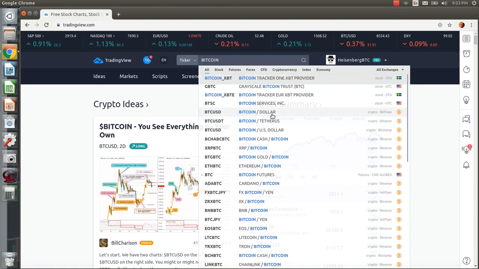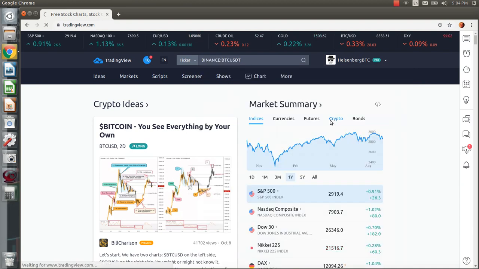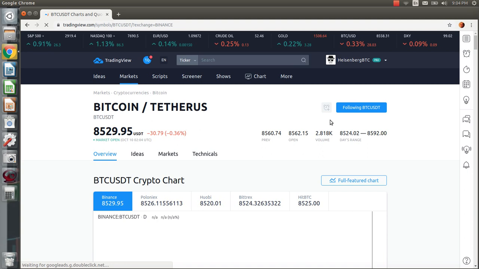The Bitcoin dollar pairings. So you can see over here it tells you the different exchanges. And also XBT, you can see XBT right here is also an abbreviation for Bitcoin. If you're looking for BitMEX charts, you might want to type in XBT. But I'm looking for Tether, Bitcoin Tether. That's the Binance chart. That's the one I usually open up and look at. I've just been using that one for a long time.